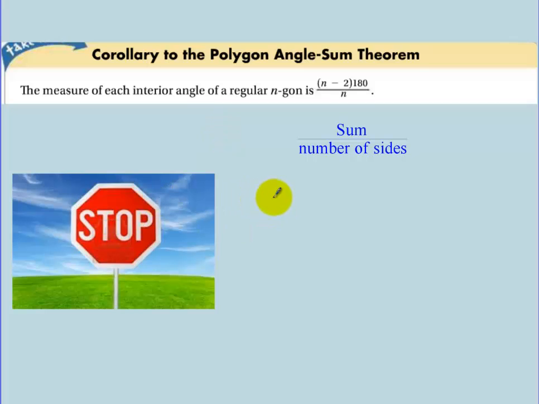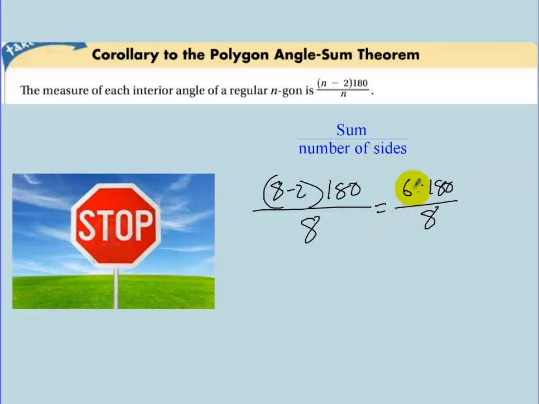So for the stop sign, n is 8. So 8 minus 2 times 180 over 8. That gives you 6 times 180 over 8. And what's that? Well, I can reduce things first. The 6 reduces to a 3, and the 8 reduces to a 4, and 4 goes into 180 forty-five times. So you have 3 times 45, that's going to be 135 degrees. So every angle right here is 135 degrees.